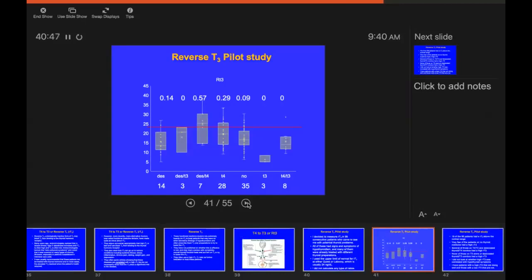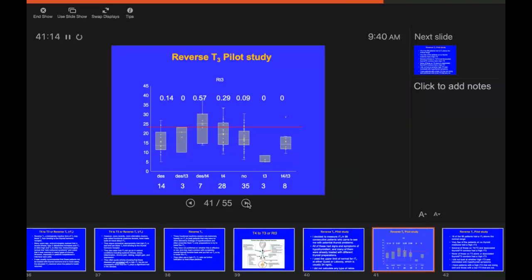So this is my data here, and the numbers of the patients are at the bottom there. So there were 14 patients on desiccated thyroid, 3 patients on desiccated thyroid plus T3, 7 patients on desiccated thyroid plus T4, 28 patients on T4 alone, 35 patients on nothing. T3 alone had 3 patients, and T4, T3 had 8 patients. So you can see the ones that are above this box is like the 95% confidence interval.